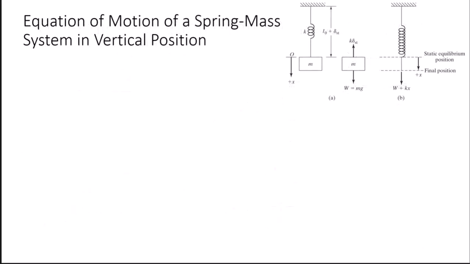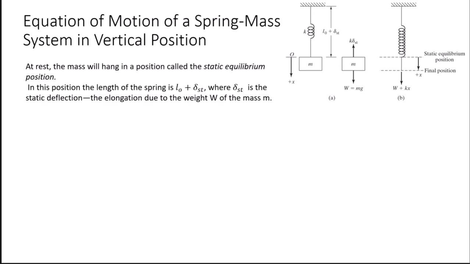Now we'll do the equation of motion of a spring mass system that is in a vertical position. At rest, that mass will hang in a position called the equilibrium position. In this position, the length of the spring is L sub 0, which is the unstretched length, plus a static deflection. That static deflection is an extra elongation that is due to the weight, which is mass times gravity. If we do the free body diagram, we will have the force of the spring, which is opposite to the motion of the mass. So if we assume the motion going down, then we have the spring force and the weight.